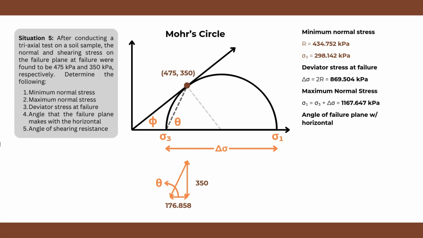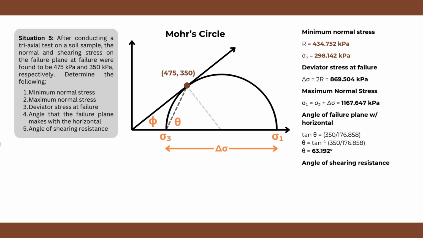And in getting our angle, since ang present na sides ng right triangle is yung opposite and adjacent, ang gagamitin natin na trigonometric function is tangent theta. So, writing it in formula, tangent theta is equal to our opposite, which is 350, over our adjacent, which is 176.858. Solving for the value of theta, para makompute sa calculator, we just type in the arctangent of 350 over 176.858. That gives us a value of 63.192 degrees.